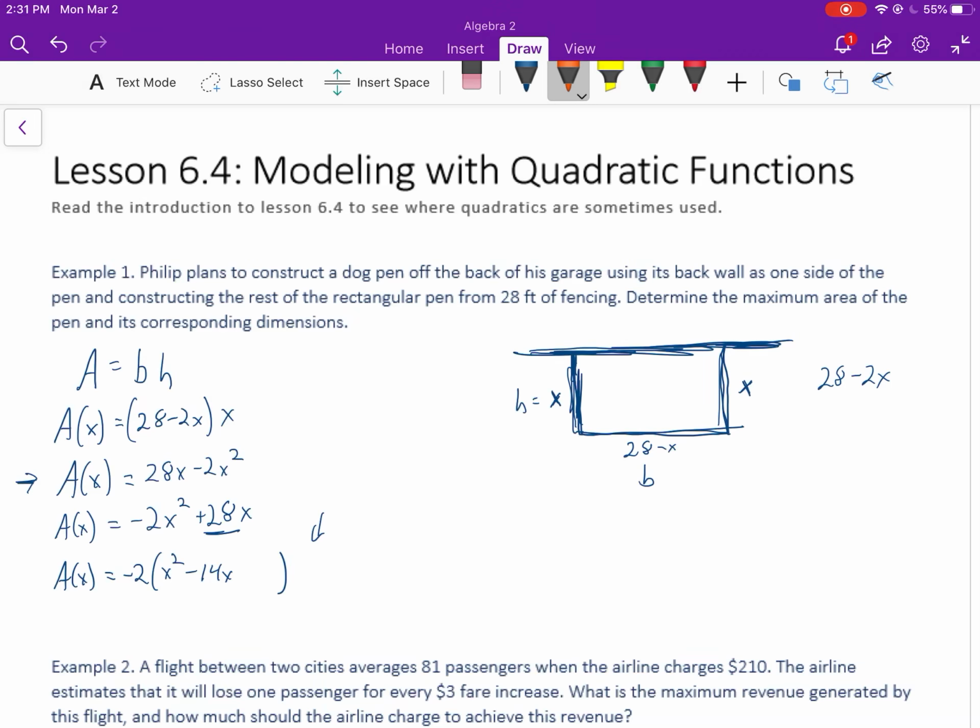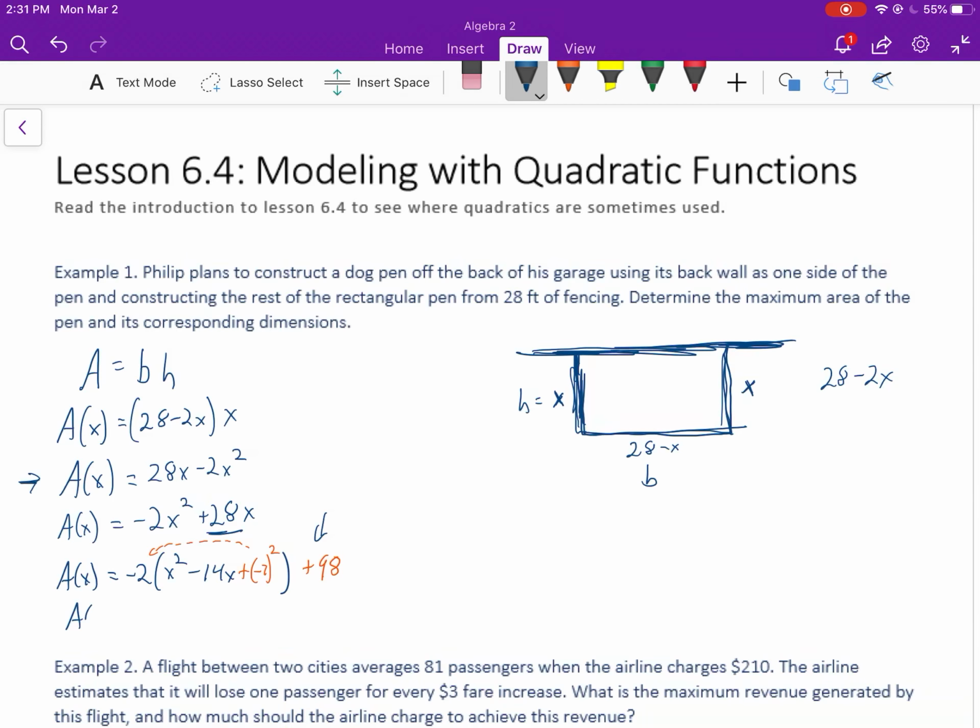And that's okay. So we take half of negative 14, which is negative 7. Negative 7 squared is 49. So we added 49, but actually remember we have to look out front here. We added 49 times negative 2, which is actually negative 98. So if we subtracted 98, we need to add 98 out here. Now that's larger than the terms we usually work with, but that's okay. So now we have A of x equals negative 2 times x minus 7 squared plus 98.